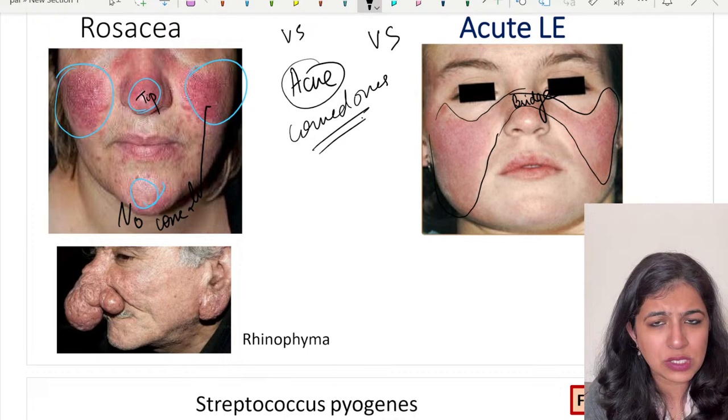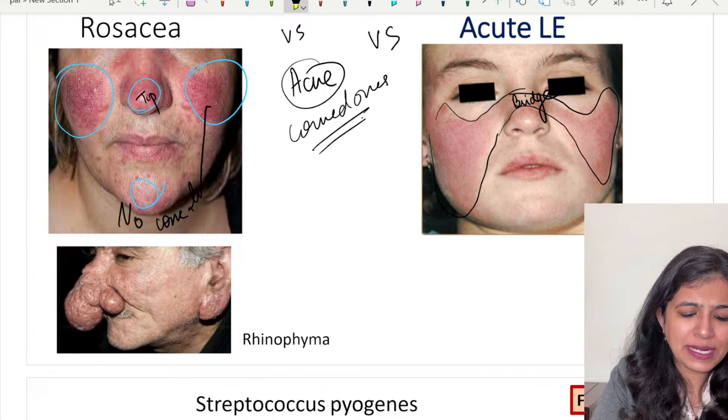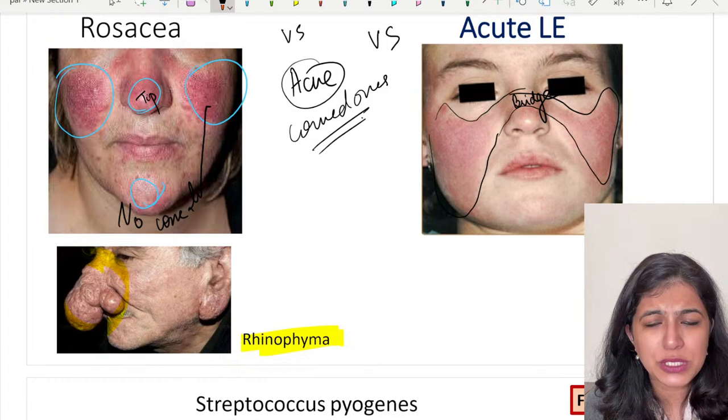Okay, now in long-standing rosacea, patients can develop a complication which is called rhinophyma, where you see this potato nose. So when you get this kind of an image, this is a potato nose, that is rhinophyma.